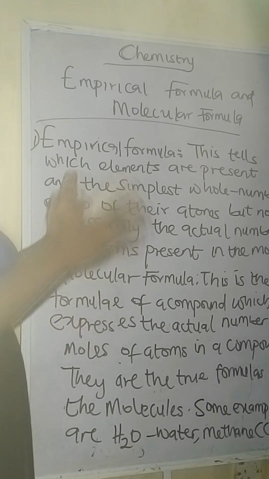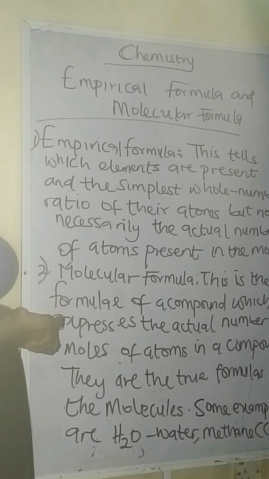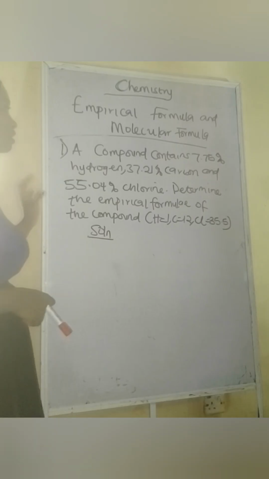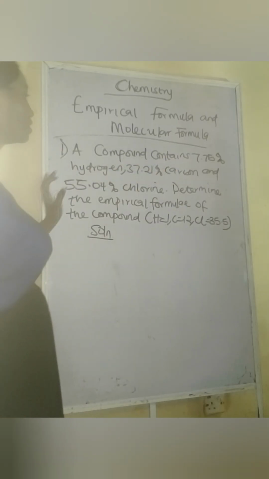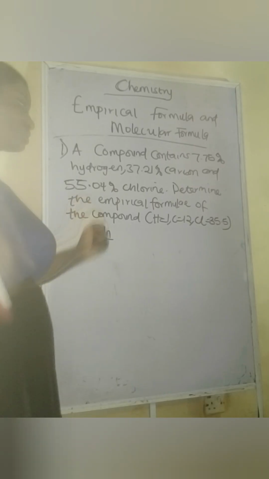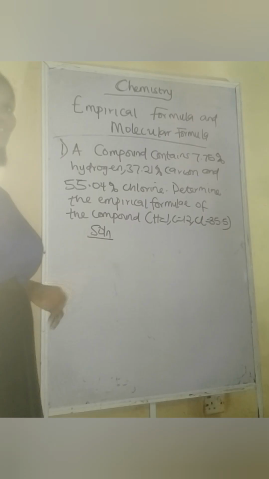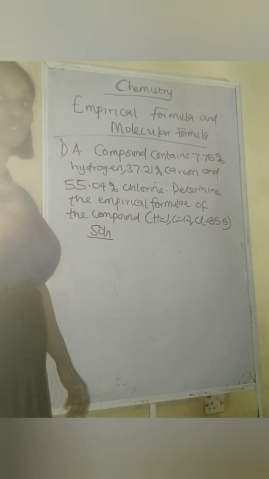So now let's quickly solve some calculations in this topic, and they are very simple calculations. Follow. A compound contains 7.75% hydrogen, 37.21% carbon, and 55.04% chlorine. Determine the empirical formula of the compound. You already know what empirical formula is. So now I want to solve the calculation on it.